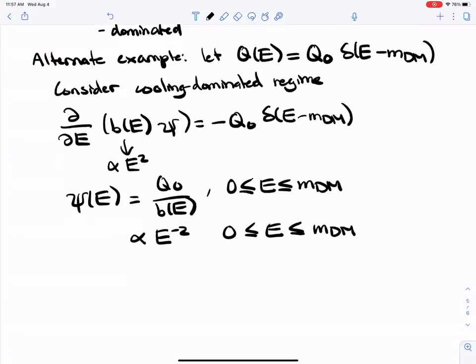So the diagnostic of a delta function injection of electrons is that you will not see that spike of electrons at your detector. What you will see instead is a power law distribution of electrons that has a sharp cutoff.